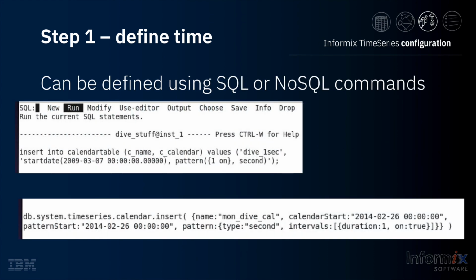Time is defined by inserting data into a special time series table called the calendar table. It's also possible to define calendar patterns, which can be used across multiple time series calendar entries, but that's not covered here. Since Informix supports NoSQL programming languages, it's possible to define almost all time series elements using either SQL or NoSQL extensions as illustrated here. In both of these examples, a 1-second interval time definition is being made.